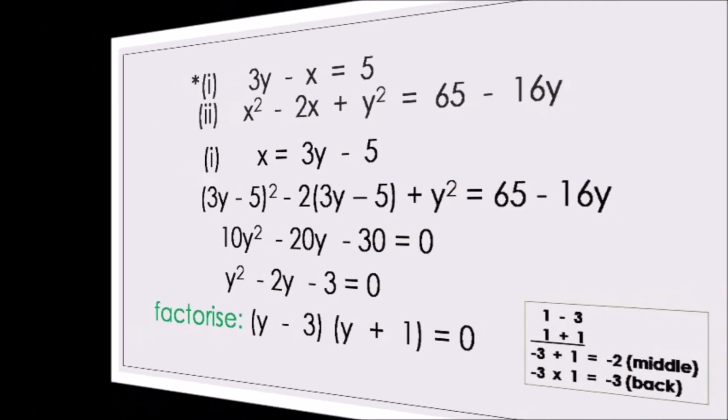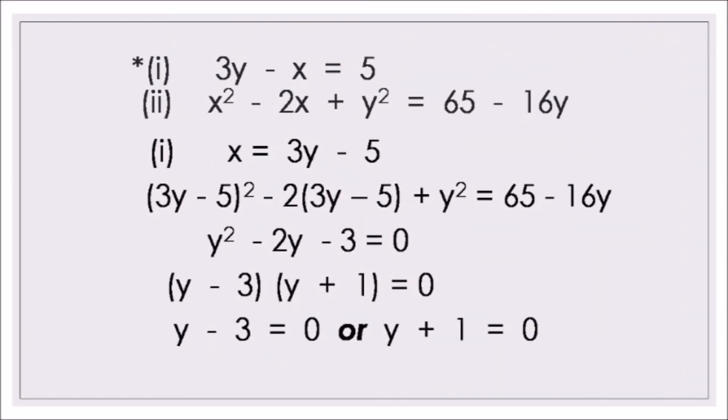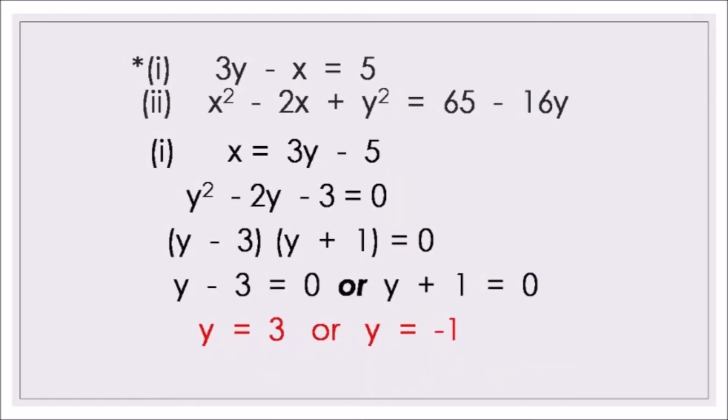So the two terms will be equal to 0. Now, once you say that, y minus 3 in parentheses and then y plus 1 in parentheses is equal to 0, you take each factor and put it equal to 0. So y minus 3 is equal to 0, or y plus 1 is equal to 0. Once you do that, then you solve for y.